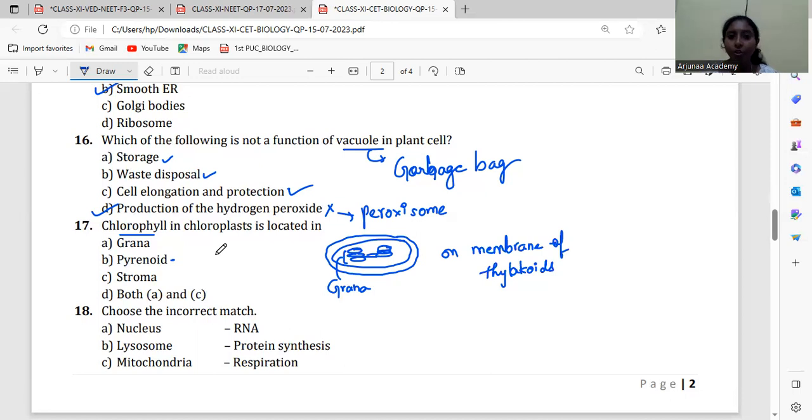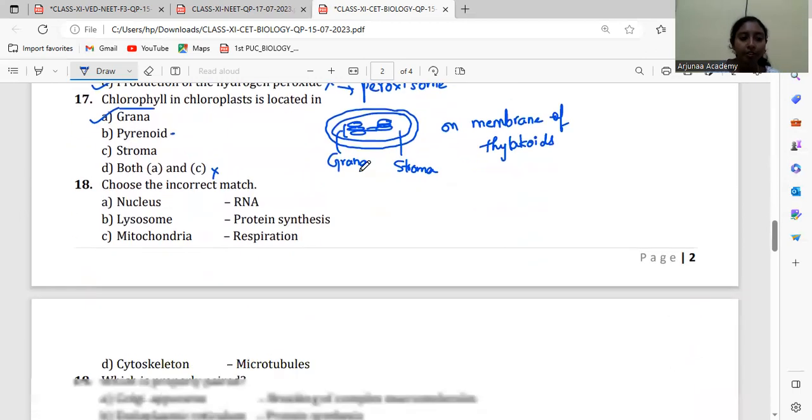So we want the chlorophyll now. And stroma, so stroma is this part. The matrix of the chloroplast is called stroma. So it can be both A and C. So the answer is granule. 18th question.